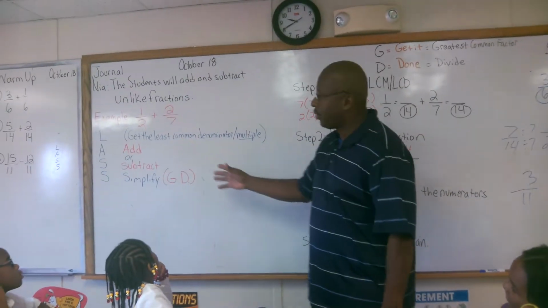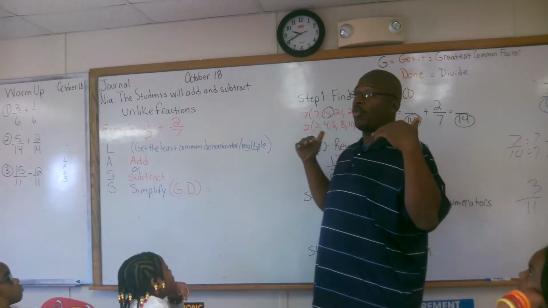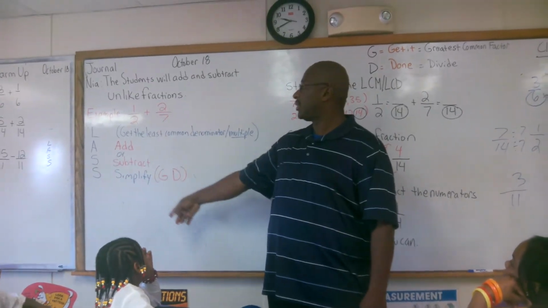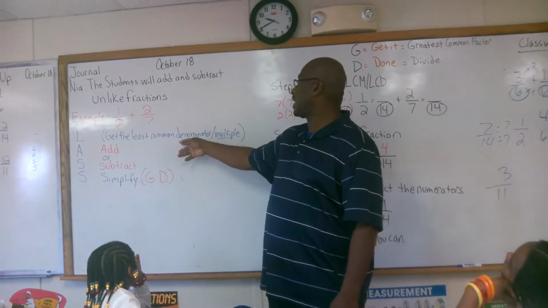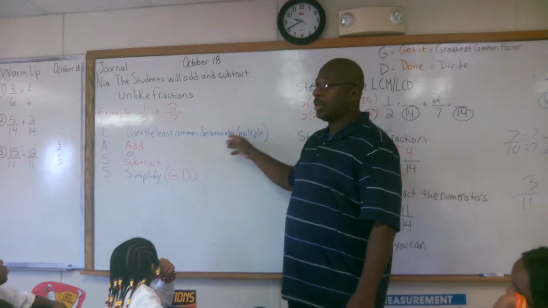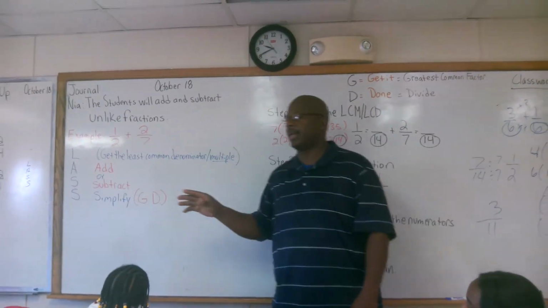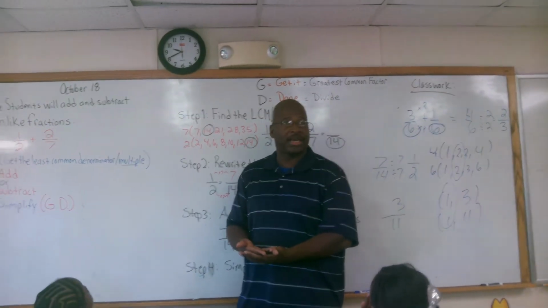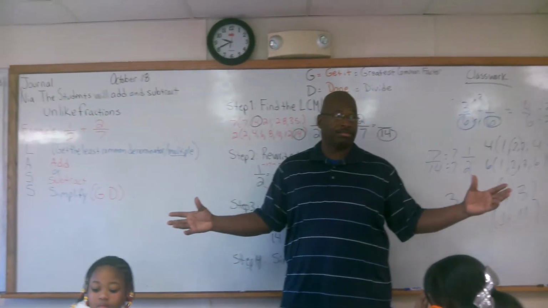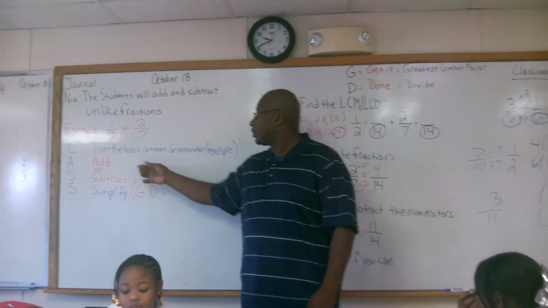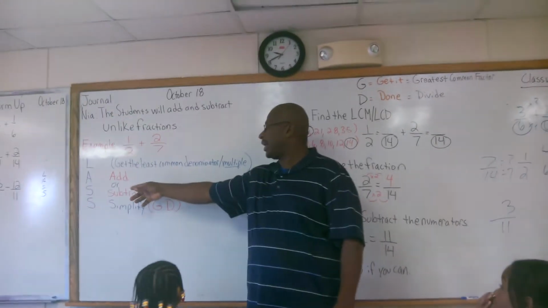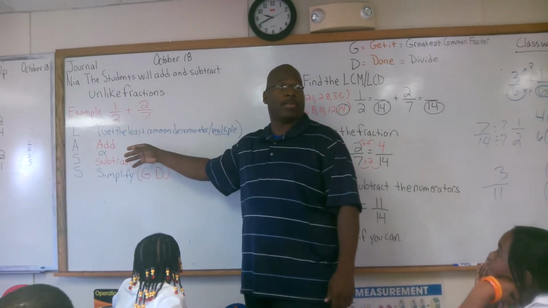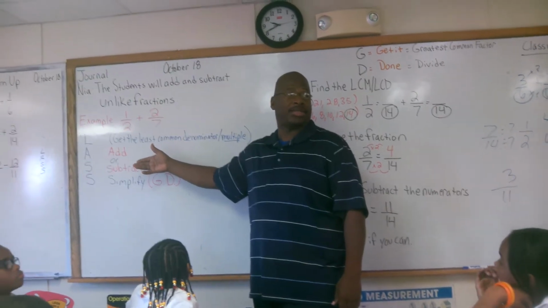So I came up with a new acronym to help us remember what we do when we're adding and subtracting fractions that are unlike. It's called LAS. L, get the least common denominator or multiple. You'll see it in different books. Sometimes it'll say LCD, sometimes it'll say LCM. They're synonyms, they mean the same thing. Okay. A is add, S is subtract. So you'll be doing one of those two operations depending on what the problem asks you to do.